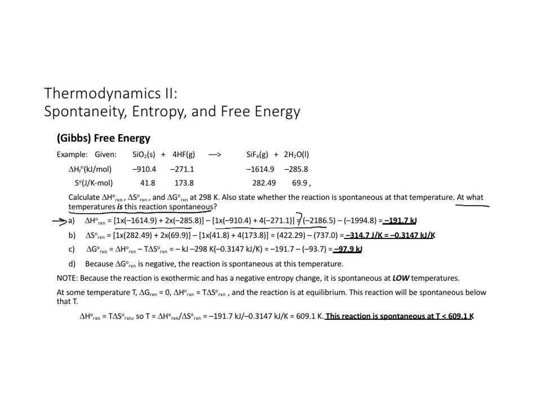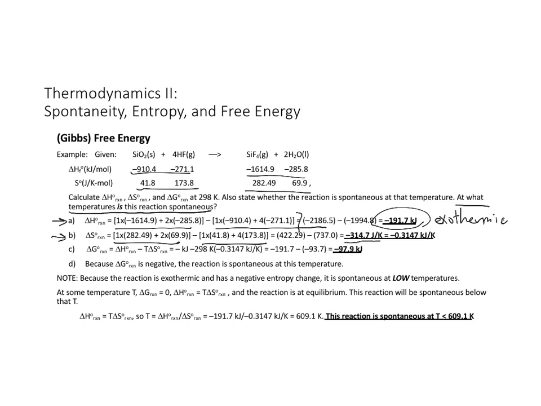I'm pulling the numbers from up here, products minus reactants. This turns out to be exothermic. The value is negative 191.7 kilojoules. Here's the entropy change. Again, products minus reactants. When we do that, it turns out to be a negative entropy change.